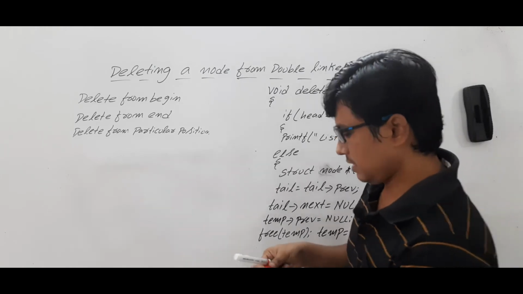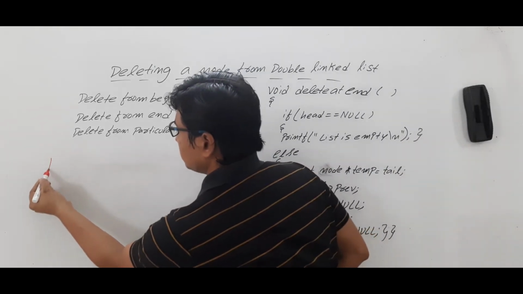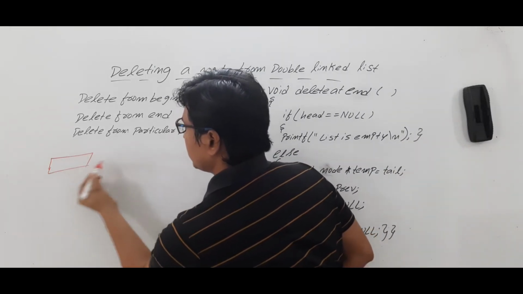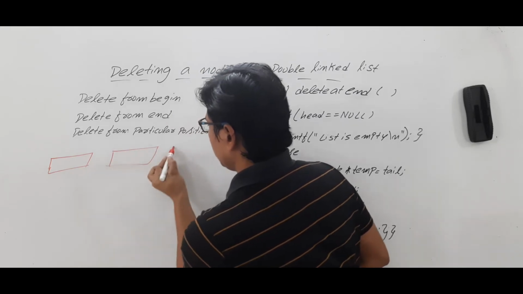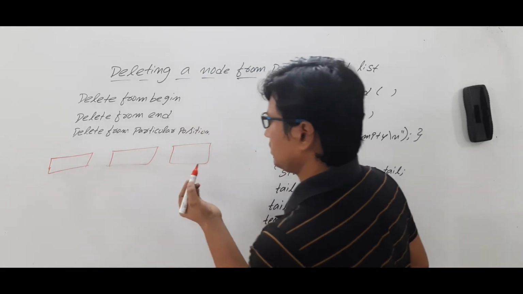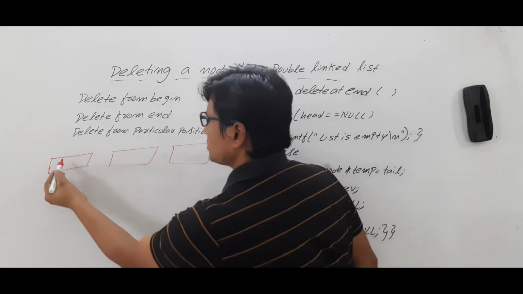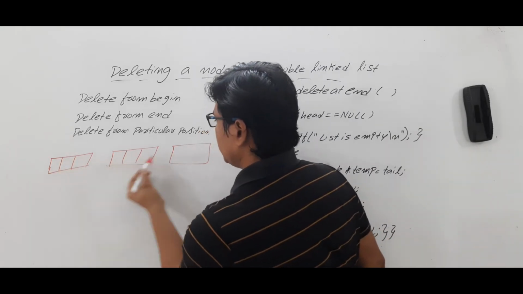Is it clear? Let me create some nodes: 1, 2, 3. Okay, 3 nodes are sufficient. Let's take it simple. Why waste the space?